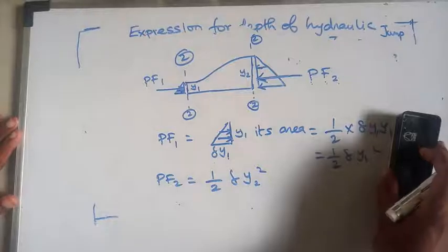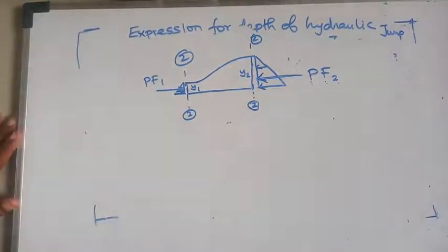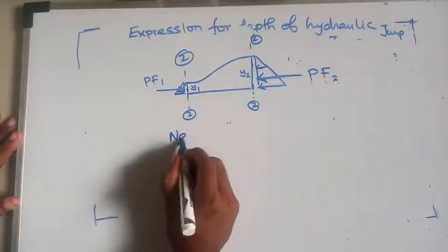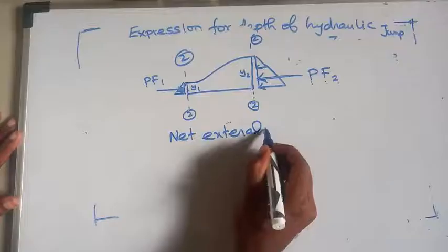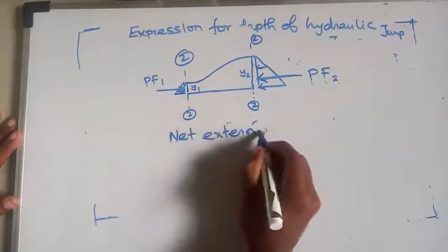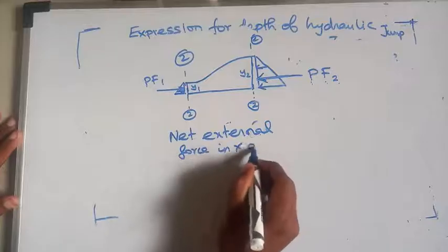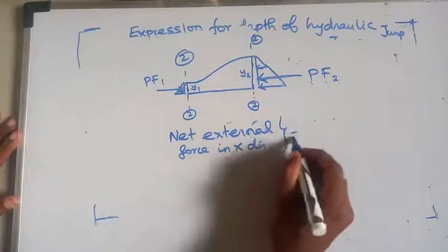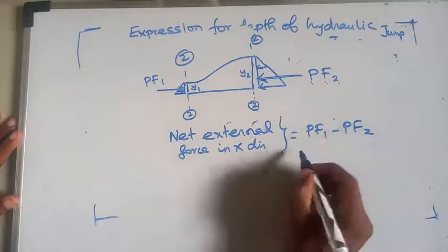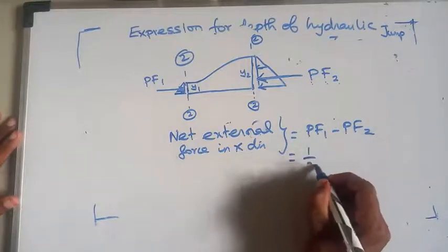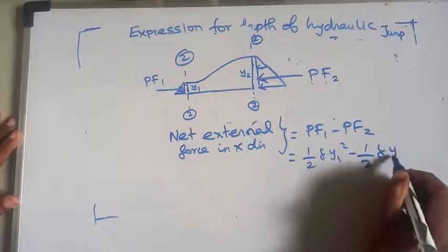Okay, so I am erasing this. If you see, these are our external forces. The net external force in x direction is equal to PF1 minus PF2, which will be equal to half into gamma y1 square minus half into gamma y2 square.